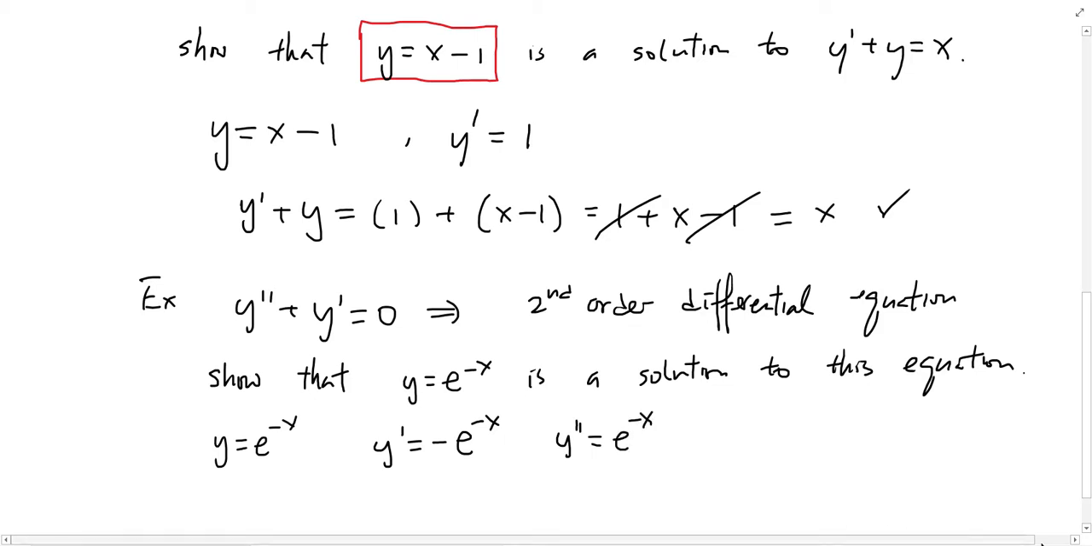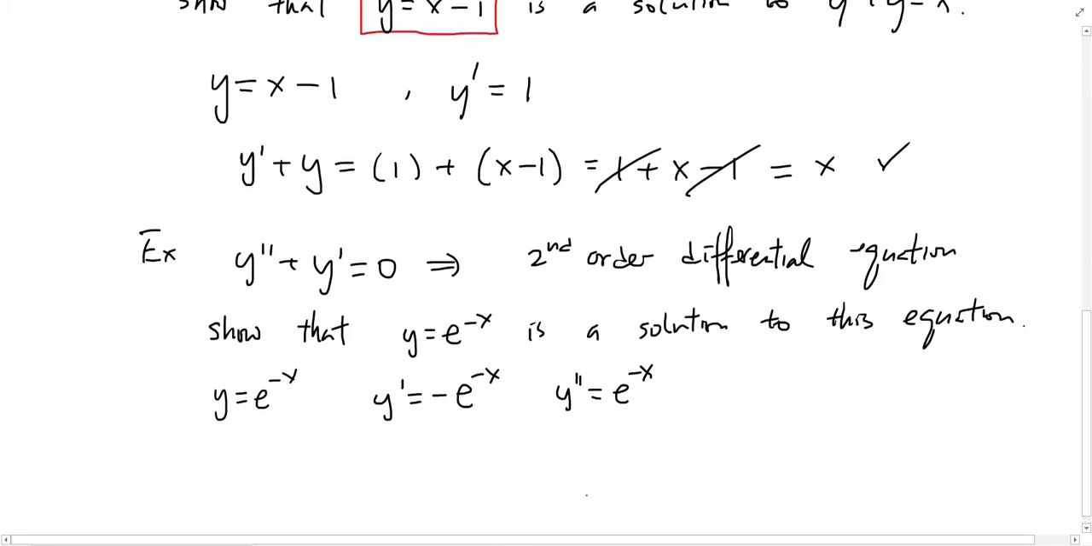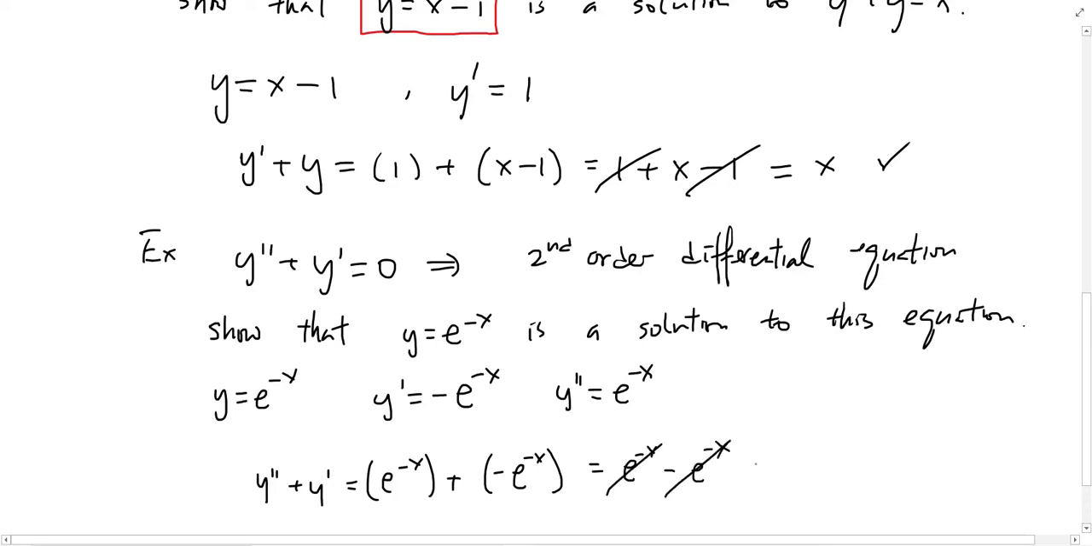And so now what I'm going to do is plug into the differential equation and see if it actually comes out to be what's on the other side. So I'm going to take y double prime plus y prime, which equals e to the negative x plus y prime, which is negative e to the negative x. That comes out to be e to the negative x minus e to the negative x. Both of them cancel out. That does give you 0. So therefore, it shows that it does satisfy the differential equation.